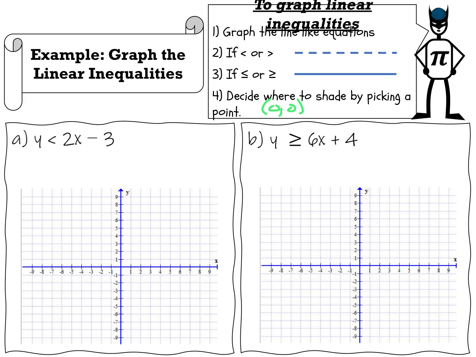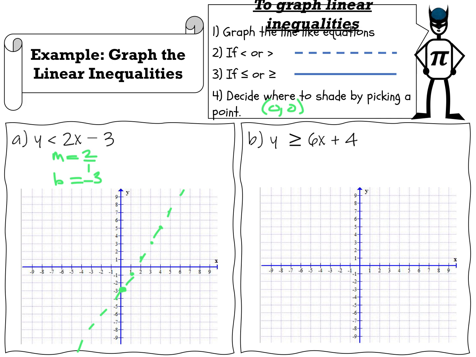So we're going to graph this first one. y is less than 2x minus 3. The m is 2 over 1. The b is -3. So I'm going to find -3 on the y-axis. And then I'm going to move to the m, up 2, over 1. And then I'm going to just keep going like that. This is a less than, so it would be a dashed line. And that would be our line.